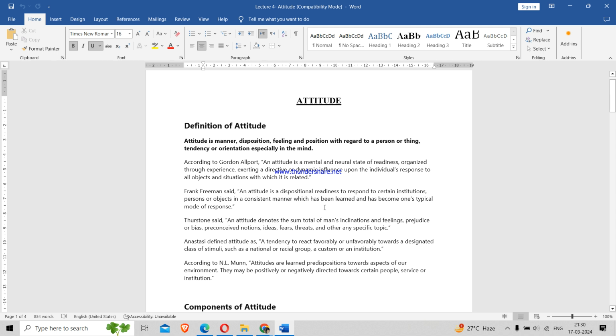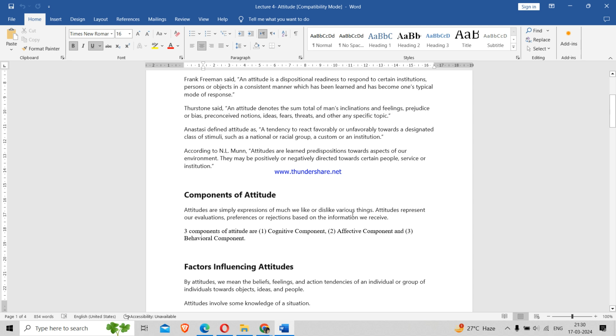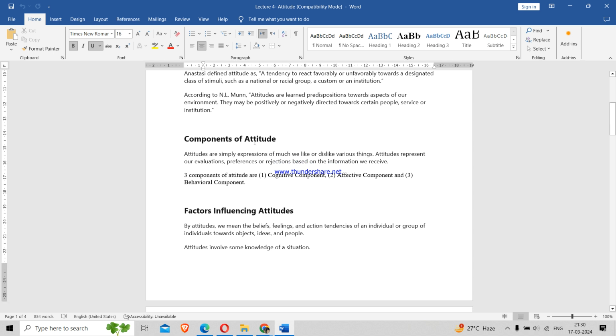Similarly, there are many such definitions given by various stalwarts. If we gist it all and give a short and brief view of it, what is an attitude? It is a persistent tendency to feel or behave in a particular way towards something or other individuals. So how is attitude formed? Attitude is formed in 5 different ways.